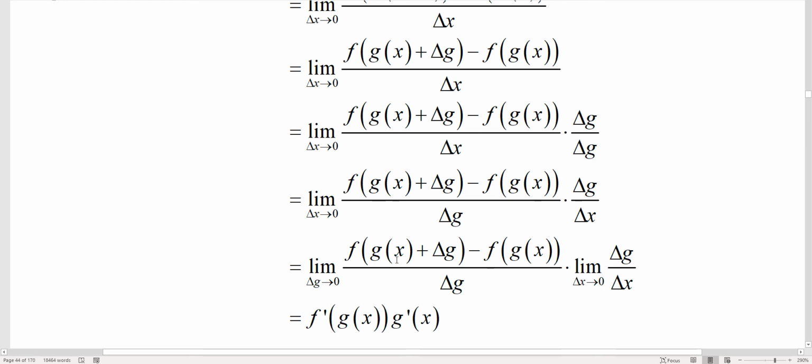Now this limit, if you think about it, is just f of g plus delta g minus f of g over delta g as delta g goes to 0. Well, that's just f prime of g, f prime of u, f prime of g of x. And this last one is another way of writing the derivative of g with respect to x. And so we get the result that we want.